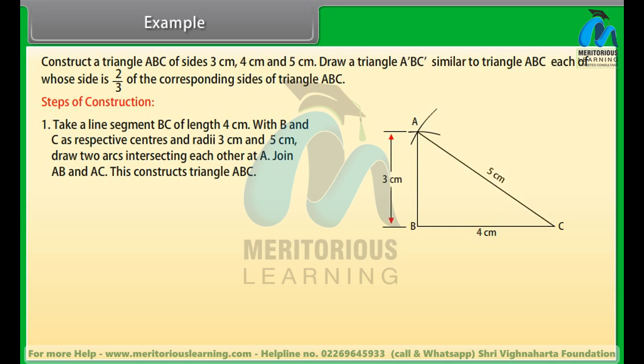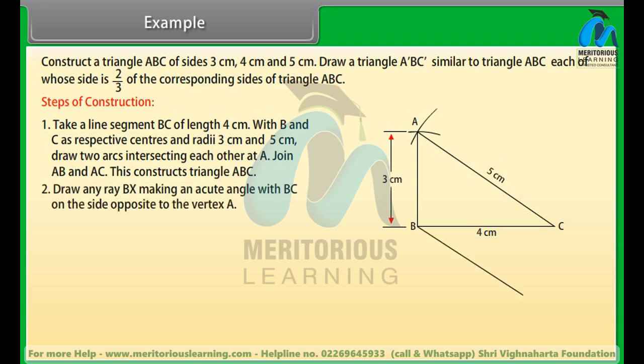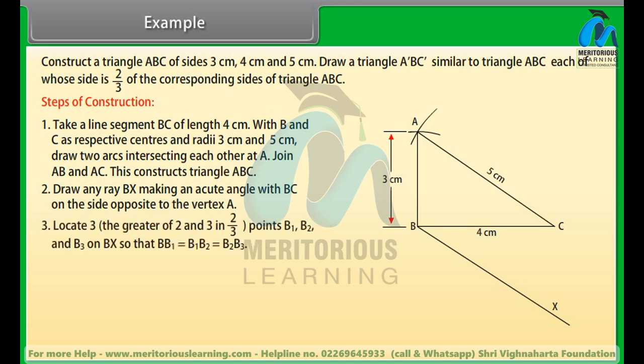This constructs triangle ABC. Draw any ray BX making an acute angle with BC on the side opposite to the vertex A. Locate 3, the greater of 2 and 3 in 2 upon 3, points B1, B2 and B3 on BX so that BB1 is equal to B1B2, which equals B2B3.